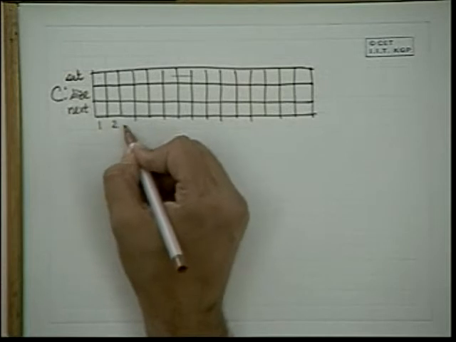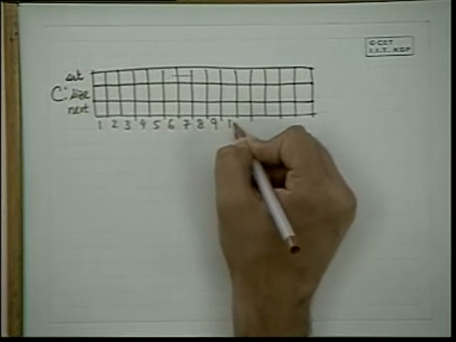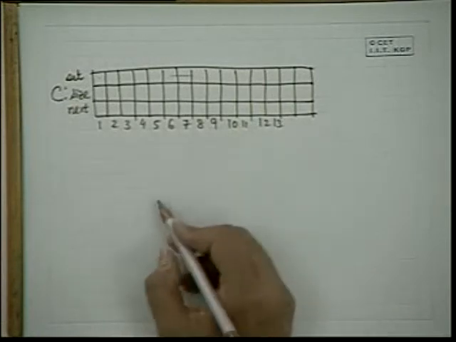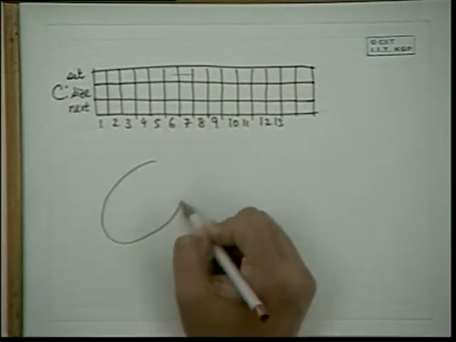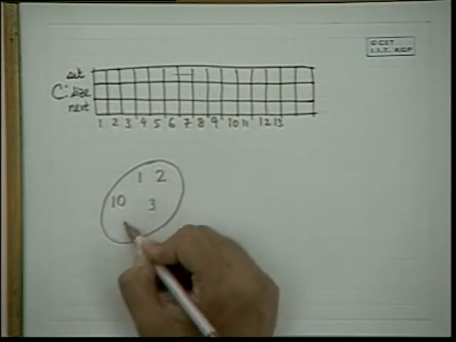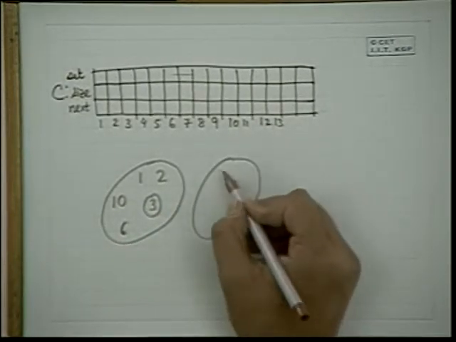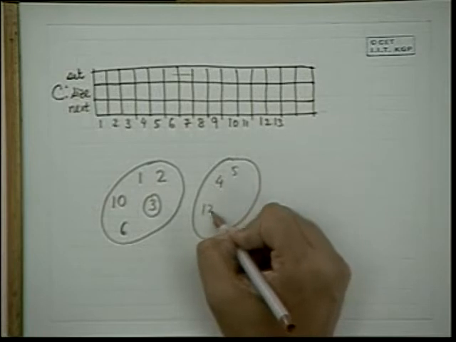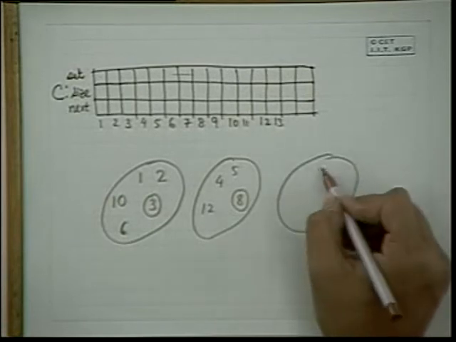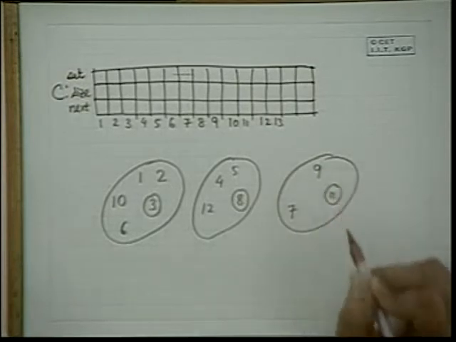So this is 1, 2, 3, 4, 5, 6, 7, 8, 10, 11, 12, 13. Now if you go back, let me put the sets again here so that we don't forget what it is. So 1, 2, 10, and 3, 6 is one set, where 3 was the representative element. There was another set 5, 4, 12, then 8, where 8 was the representative element. There was another set 7, 9 and 11, where 11 was the representative element.